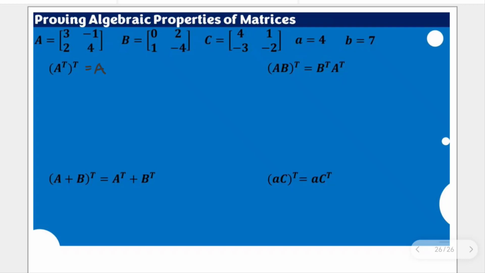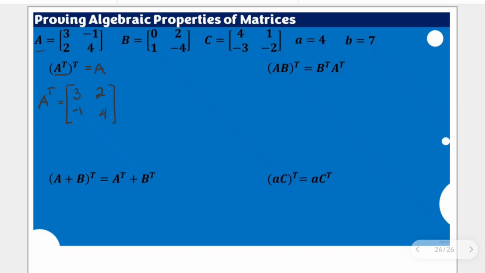So let's start with the transpose of A, and let's prove that it will result to A. So first, let us try to come up with the transpose of A. The transpose of A is where we are going to interchange the entries on the columns and rows of our original A. So it's still 3 and 4 in the main diagonal, and I have here 2, -1. This is the transpose of A.